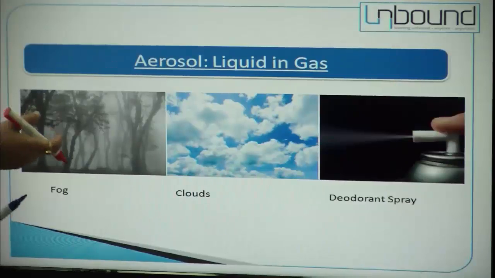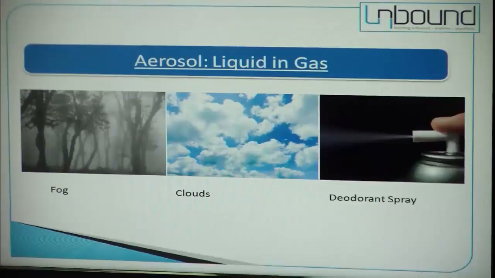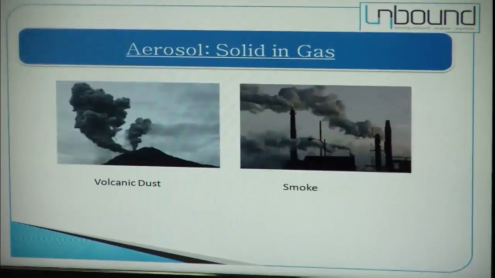We can say fog is nothing but low clouds. When the clouds become low and come to the surface of the ground, they are called fog. Again, they are liquid particles suspended in the air around us. So this kind of colloid is called aerosol. Let's see next. Now this is also an aerosol.